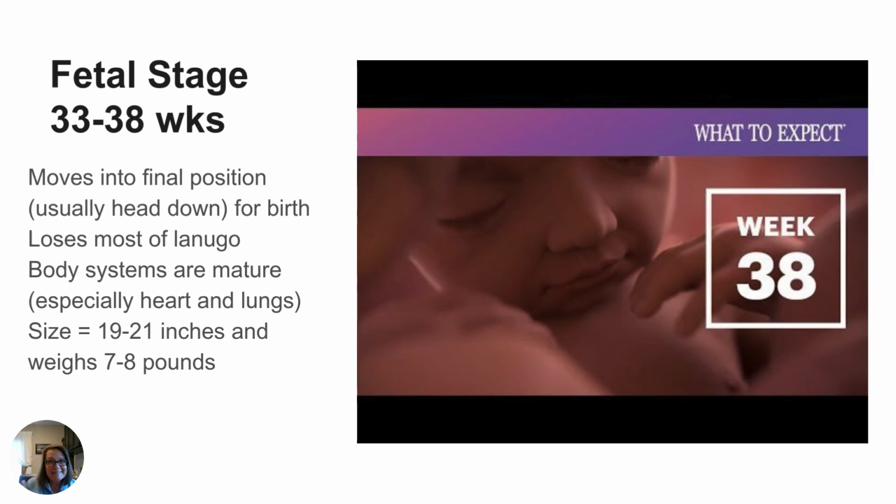Finally, right? We get to the end now. When we get to 38 weeks, we're talking about a fully developed fetus. They move into the final position, which hopefully is head down, to be ready for birth. They lose most of that lanugo, and their body systems are now mature, especially the heart and lungs. They're ready to be born. They're typically going to be 19 to 21 inches and about 7 to 8 pounds.